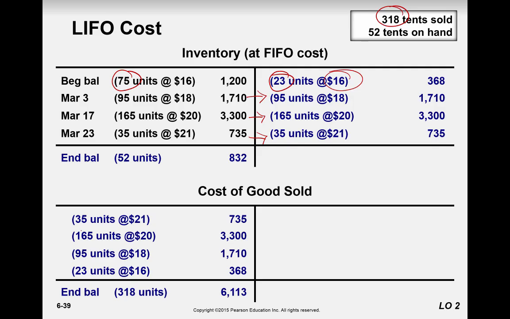So basically what we have is we did all of these extensions. So this is our cost of goods sold for the 318 units. And then we have our 52 units at the $16.